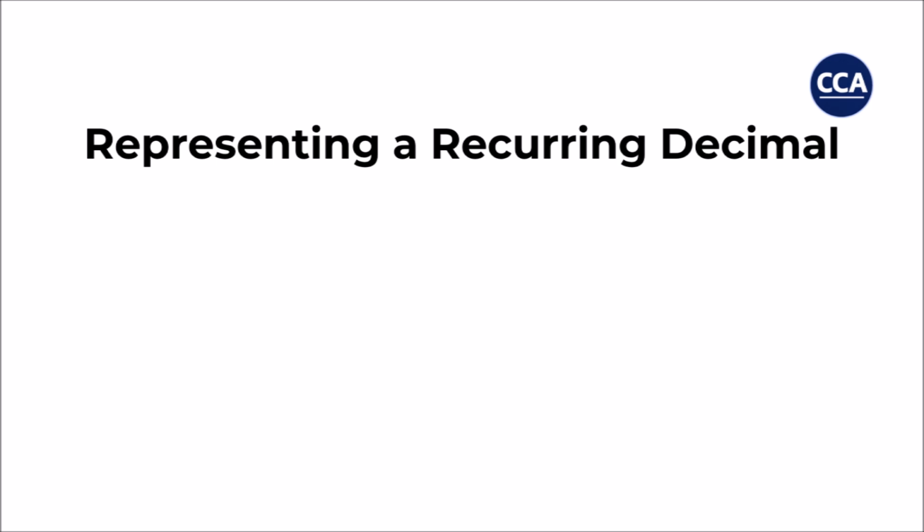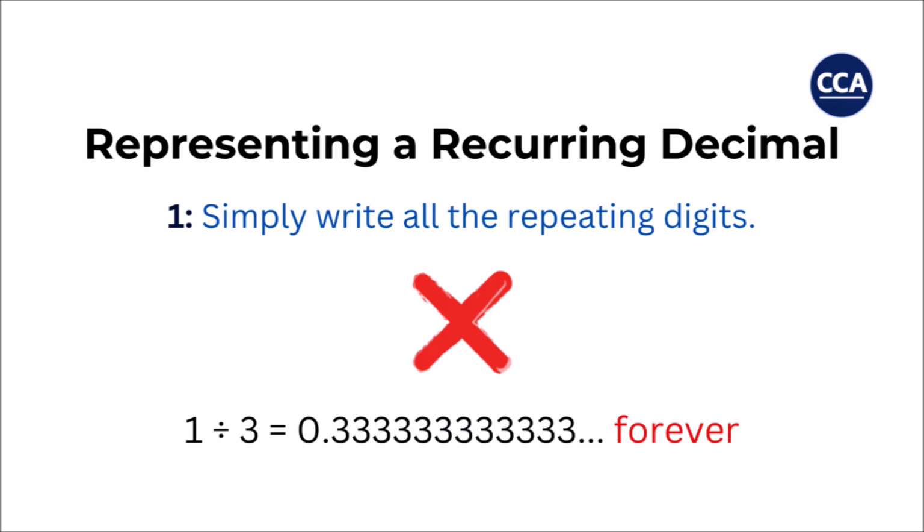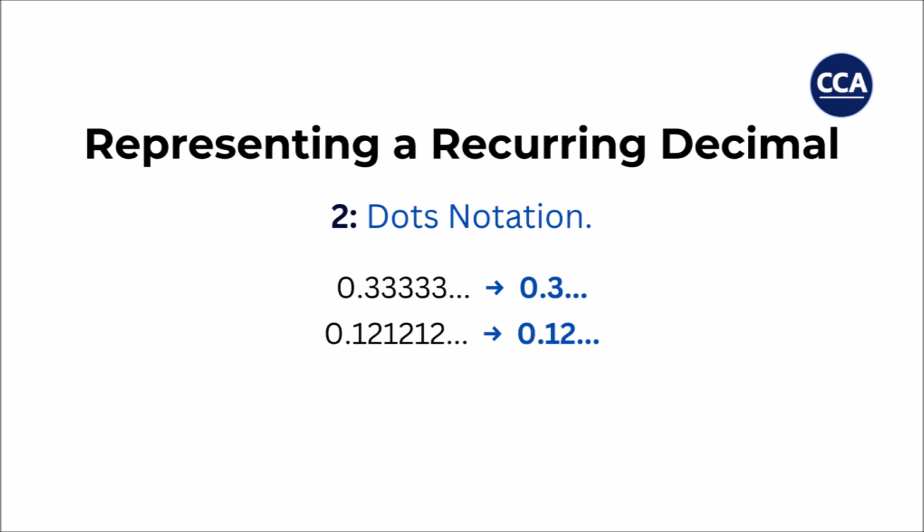Now, let's look at the easiest way to represent a recurring decimal. There are 3 common methods. Number 1. Simply write all the repeating digits. But this is practically impossible, because recurring decimals continue forever. Number 2. Dots notation. Write the repeating digits once, followed by dots, to show that the pattern continues forever. For example, 0.3333 repeating can be written as 0.3, and 0.121212 repeating can be written as 0.12. This method works well when all digits after the decimal repeat.